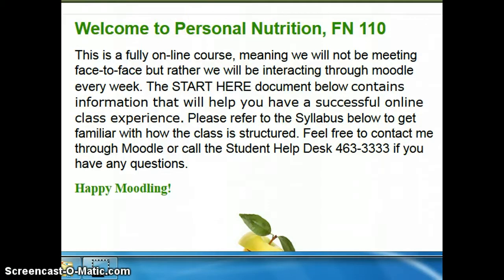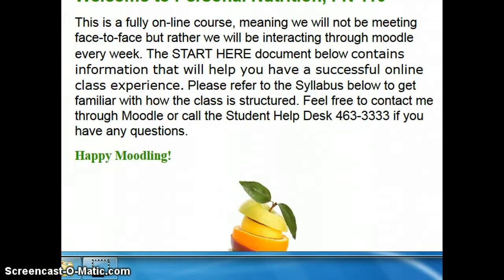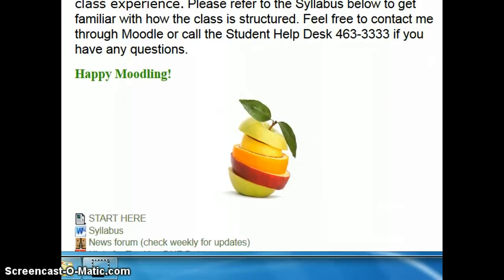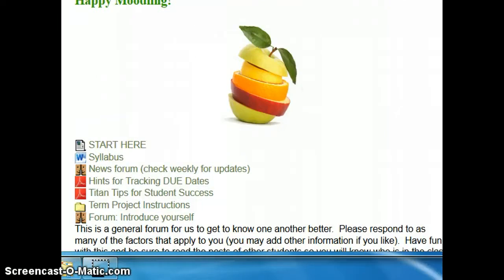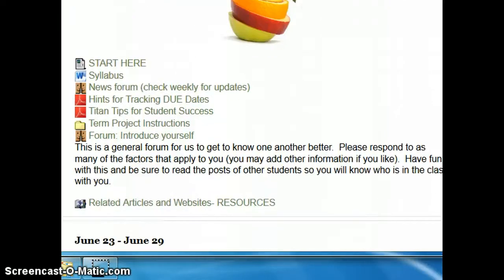I'm going to go quickly through the Moodle page just to introduce you to some things and show you a little bit of the syllabus. This is the introductory portion of the Moodle page. Start here gives you some computer information. I'll be opening the syllabus in a moment to show it to you. And the news forum is a forum that will appear each week. Check for updates. There's also a general news forum where I may post things. Hints for tracking due dates, Titan tips for success are important and interesting for you to look at.